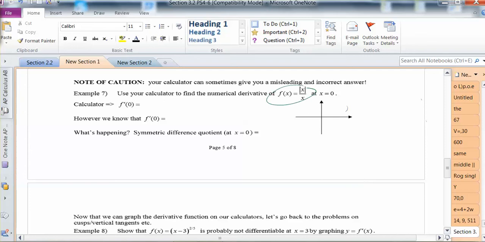This function we've graphed before. I actually graphed it on the first page of the notes, so let me redraw that. So that's what we have. And we're asked to find the numerical derivative at x equals 0.